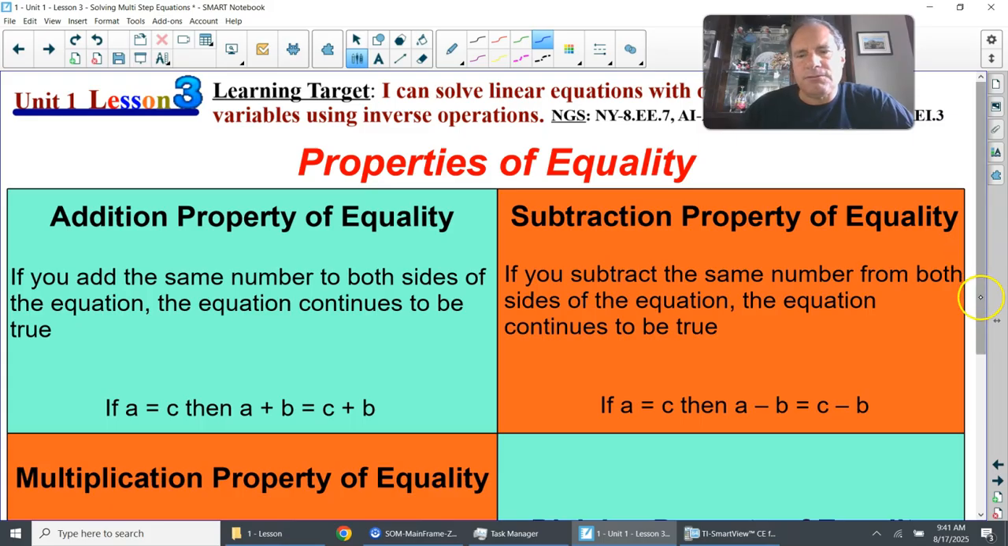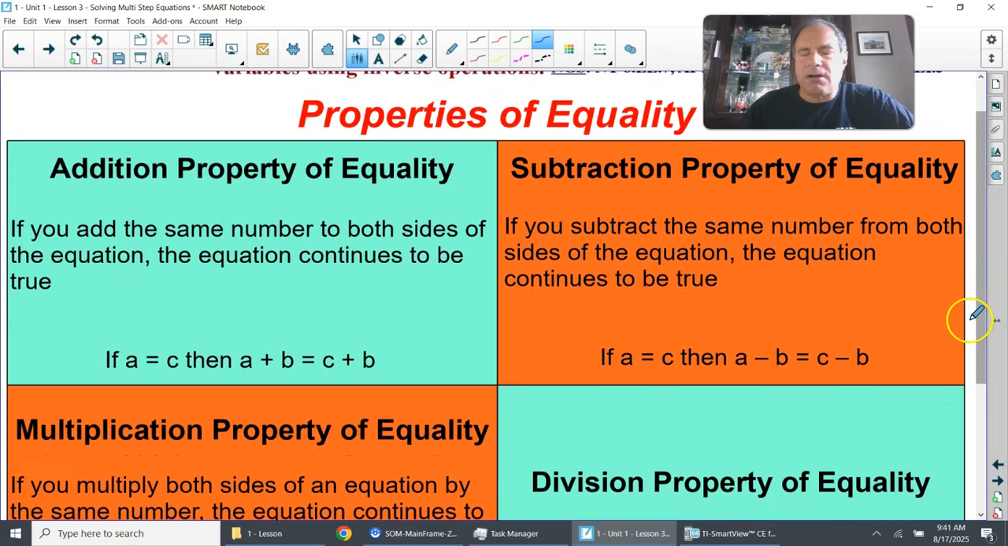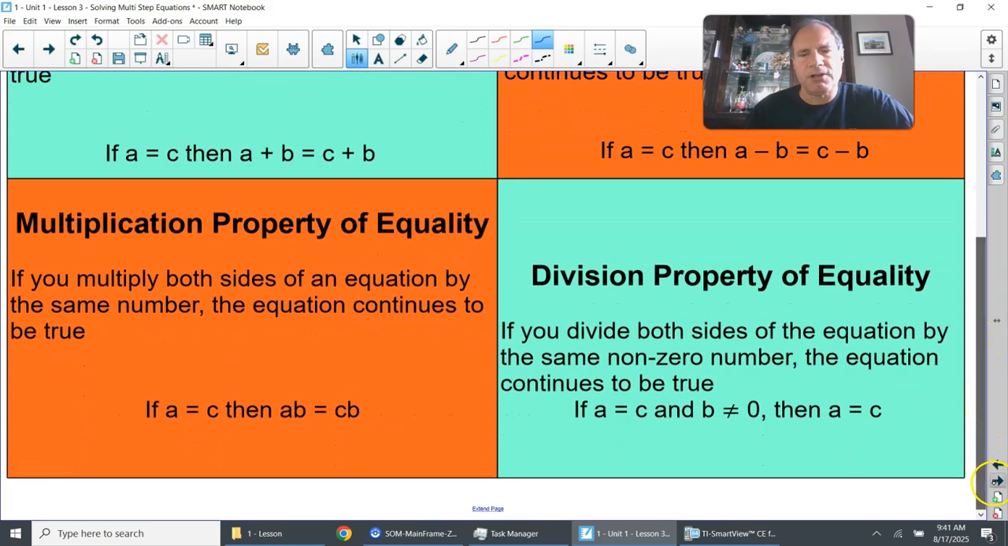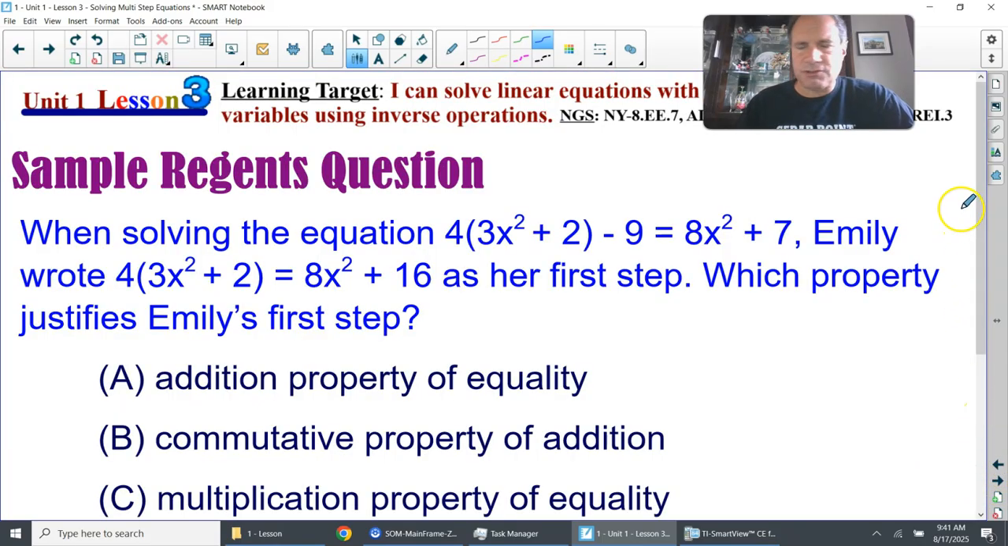Again, this is what we went over just now. The addition property of equality is when you add the same number on both sides. Subtraction property of equality is when you subtract on both sides. Multiplication property is when you multiply. And division property is when you divide on both sides.